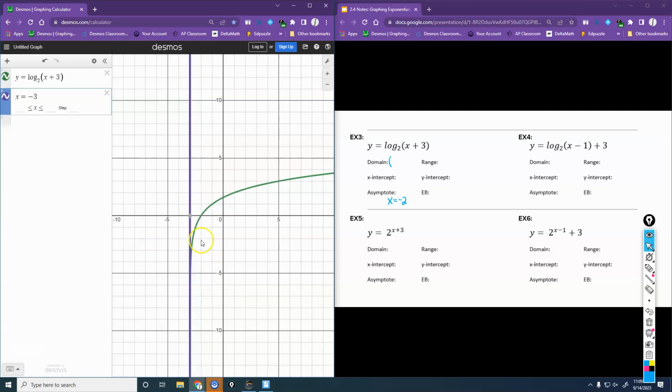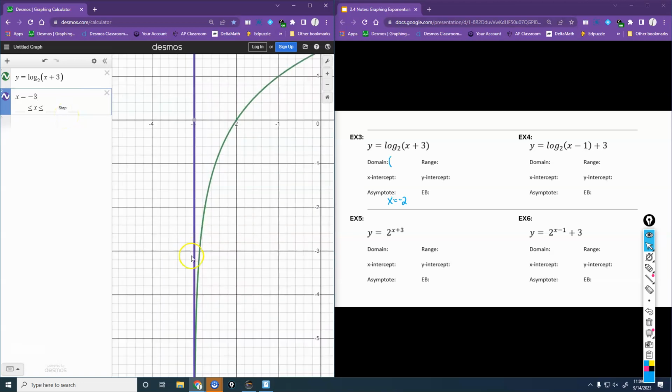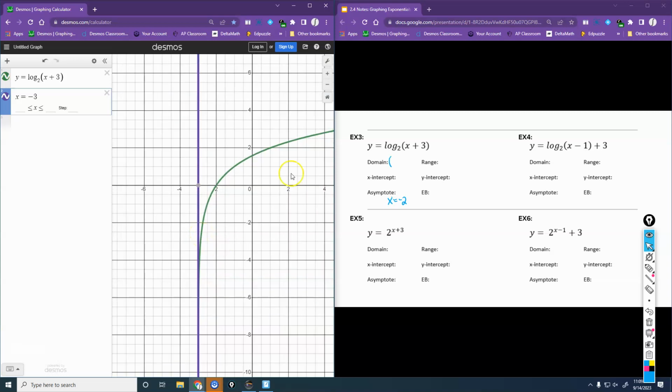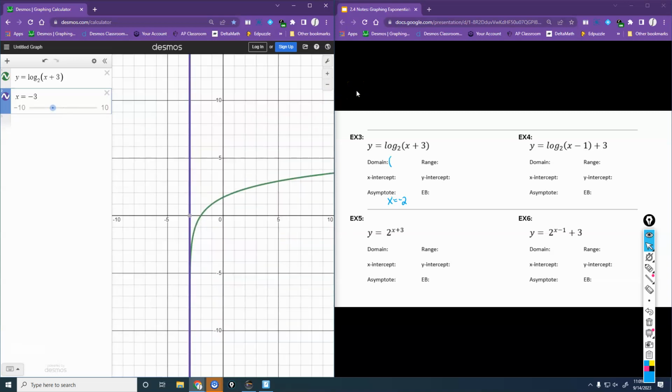Negative 3. Okay? Test it. Type it in to see right there. And you can see it looks like it touches, but if you zoom in, it's not really touching right there. So we should have x equals negative 3 for that one. I know some of you guys didn't have this one, but you can write it down as we do it. So our domain needs to be -3 to infinity, not -2.